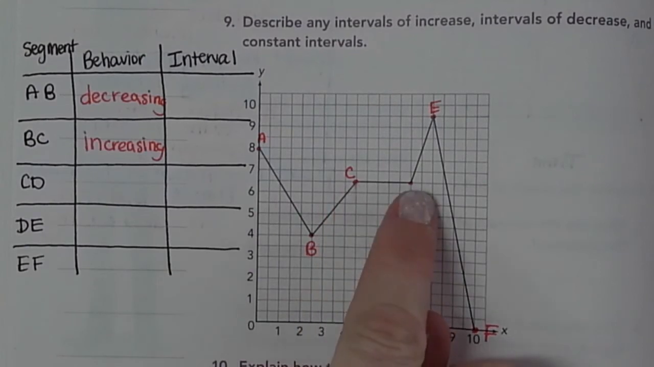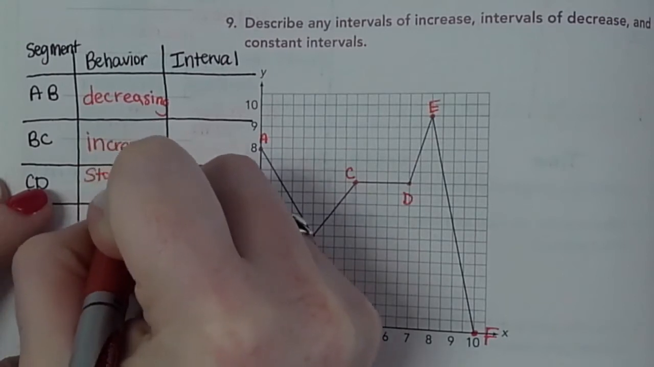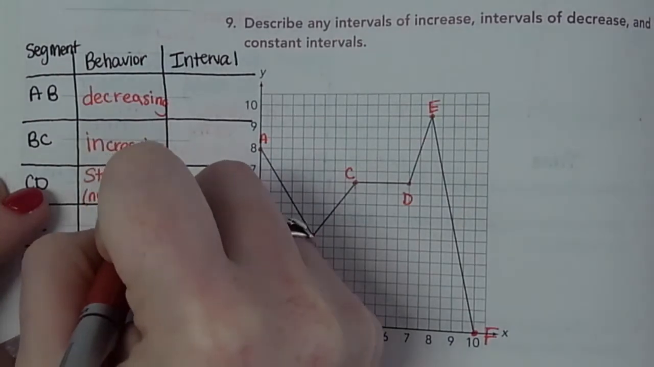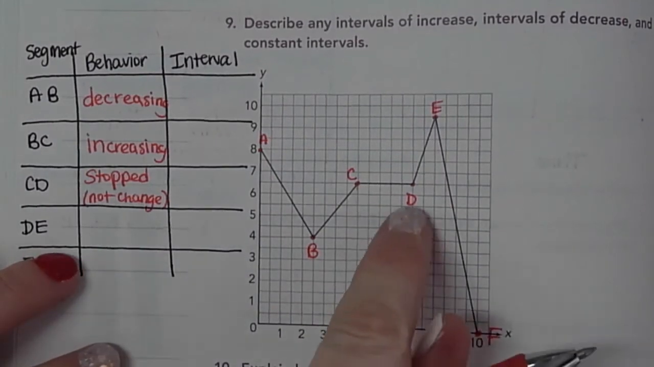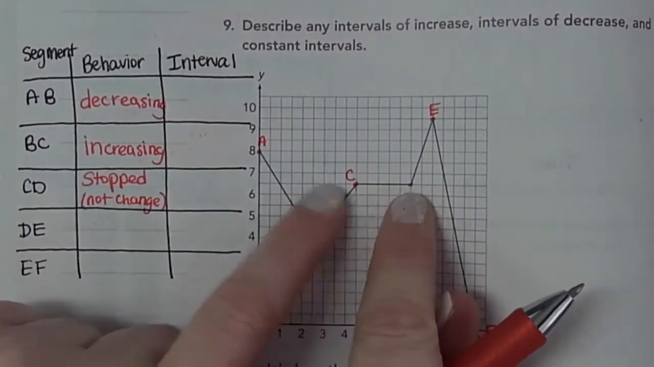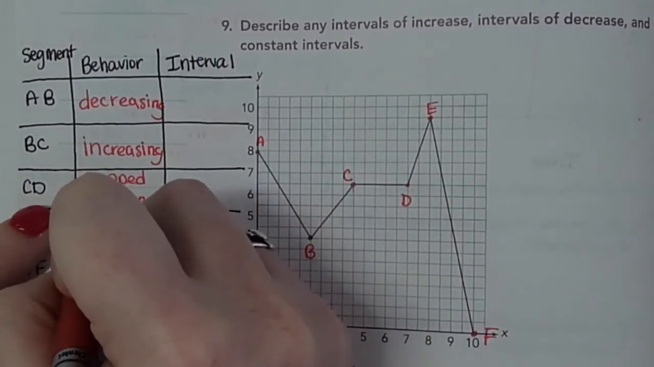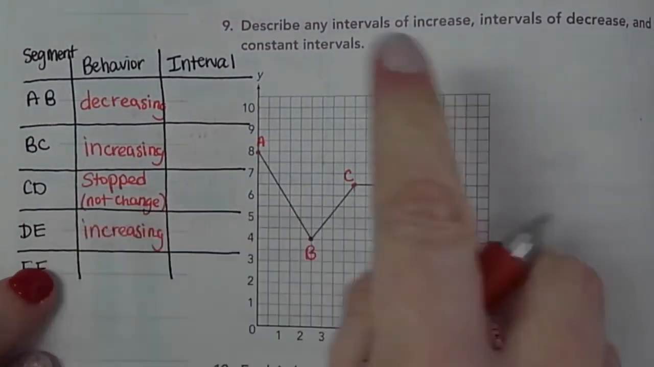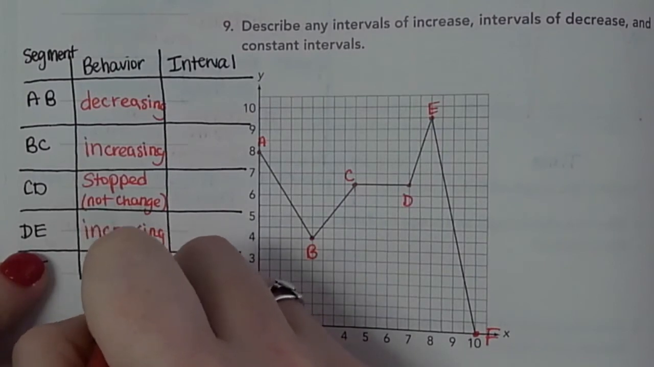So we're looking at it. Then C to D. What is C to D? They stopped. It's not changing. From D to E, what is the graph doing again? It started at 6.5 and went up to 9.5. So it is increasing again. And then the last part is going down. Think about your slopes, it is decreasing.